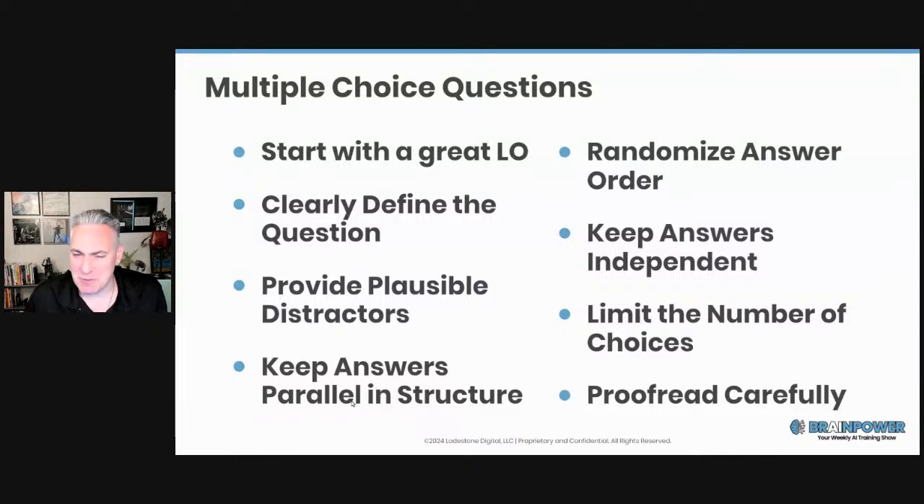But we don't want to do that. We want to keep them all the same length. Don't make the answer C every single time. Change it up. We're going to randomize the order. Keep the answers independent. You want to limit the number of choices. We're only going to use 3 here today, which is optimal: 2 distractors, 1 correct answer. And always proofread your questions.